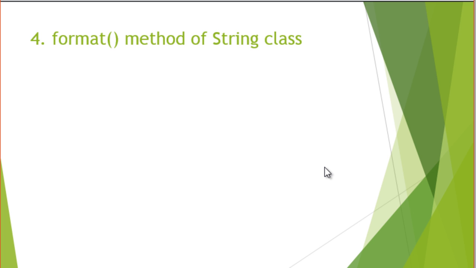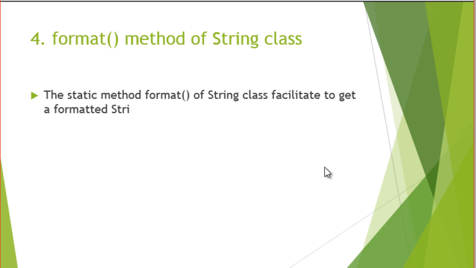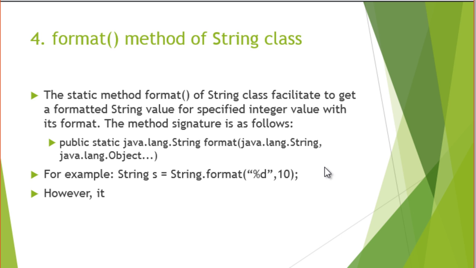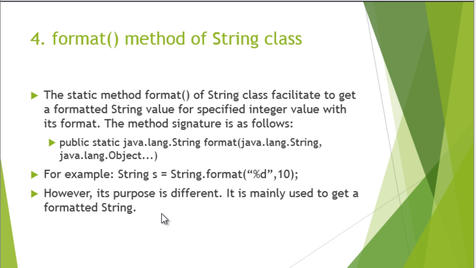the format method of String class. It is used to get integer value in a formatted way, but it can also be used to convert a number or integer into string in this way. The static method format of a String class facilitates to get a formatted string value of specified integer value with its format. Its purpose is not to convert a number into string. Actually, it is used to get a formatted string, but we can use it here just to display a number as a string. Let's see an example.